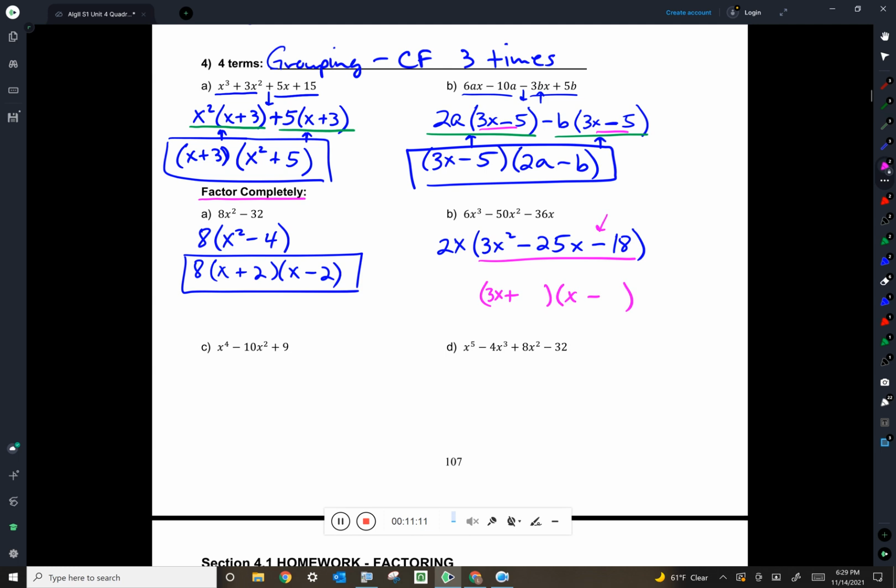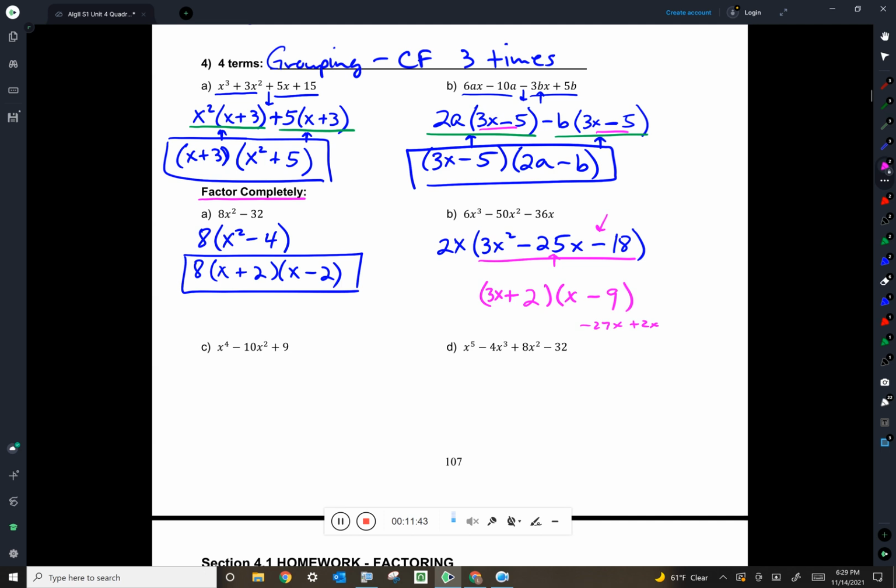Okay, now to get 18, well, let's see. I would start with 6 and 3, but I can't put either a 6 or a 3 here, right? So why don't we switch to 9 and 2? If I go 9 and 2, I can't put the 9 over here with the 3, but I could put the 2 and then the 9. So let's check. The outer would be negative 27x. The inner would be positive 2x. That works. That does give me that minus 25, right?